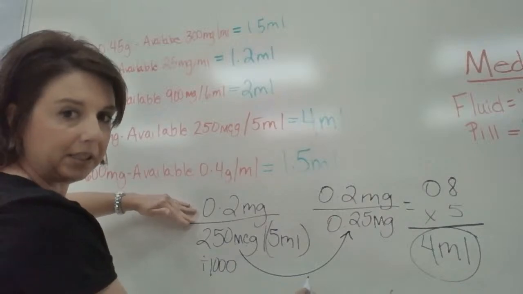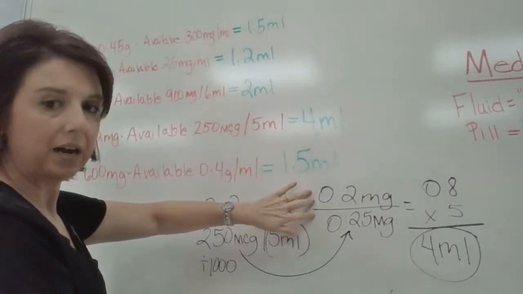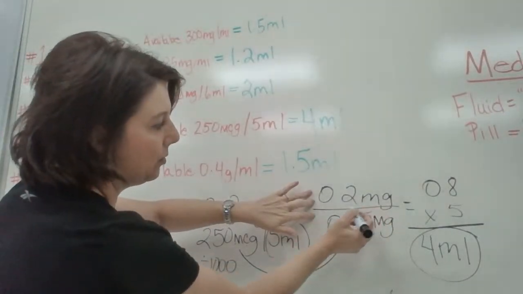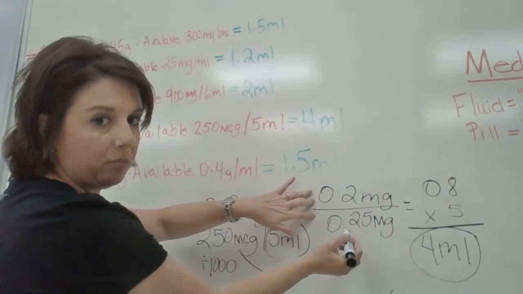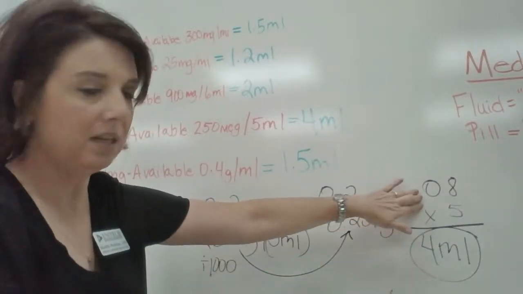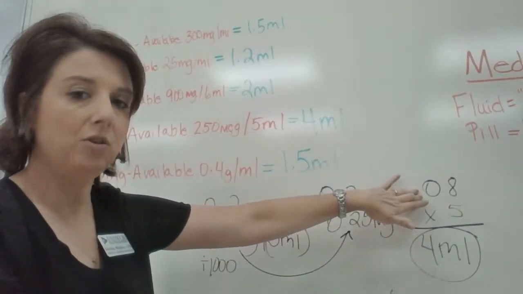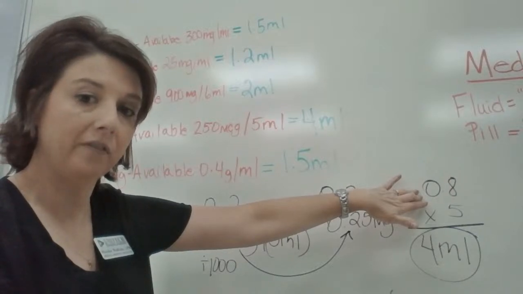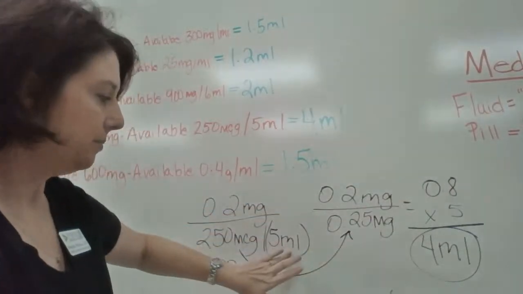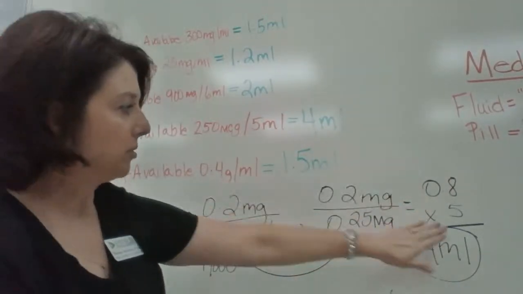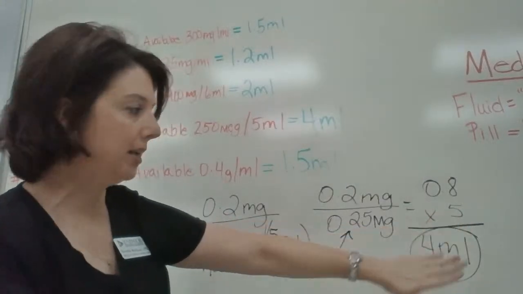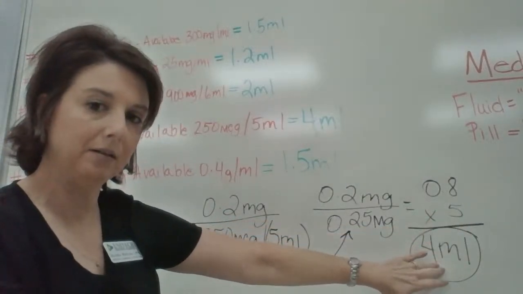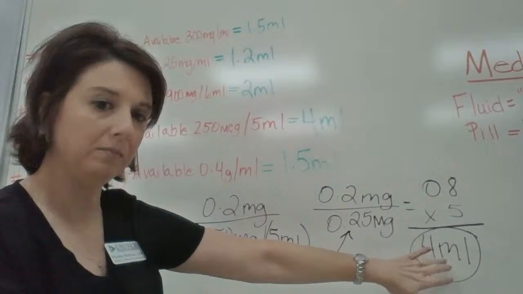We're still left with the 0.2. We divide that. 0.2 divided by 0.25 is going to give you 0.8. Then you have to do that extra step per volume. Your volume is going to be ml. Once we multiply that by 5, your answer is 4. And that's how many mls or cc's that you're going to administer to your patient.